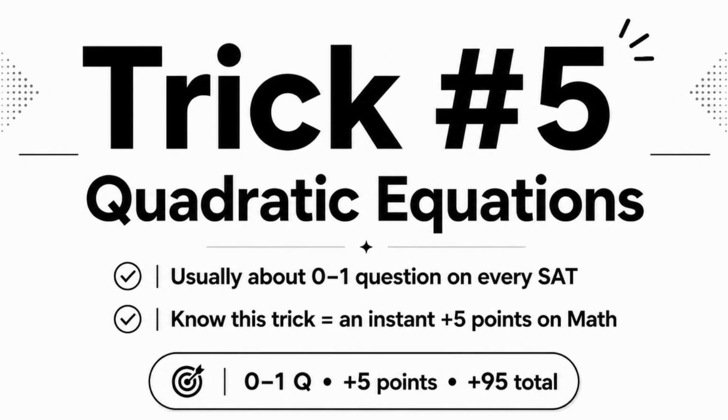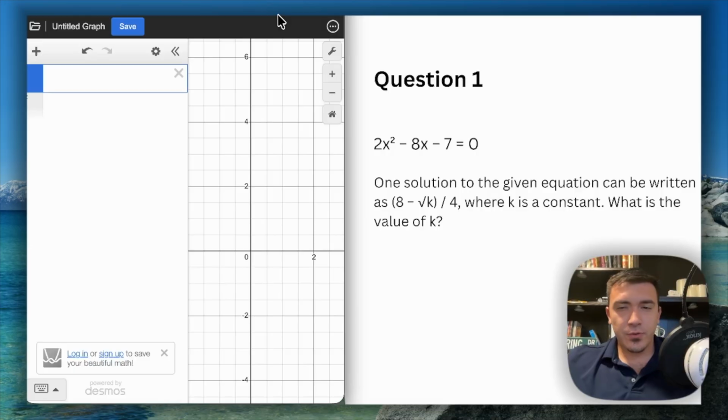Trick number 5 is going to be on quadratic equations. These aren't super common. There's anywhere between 0 to 1 per test. So knowing this trick gets you about 5 additional points, so we are now at 95 total points.